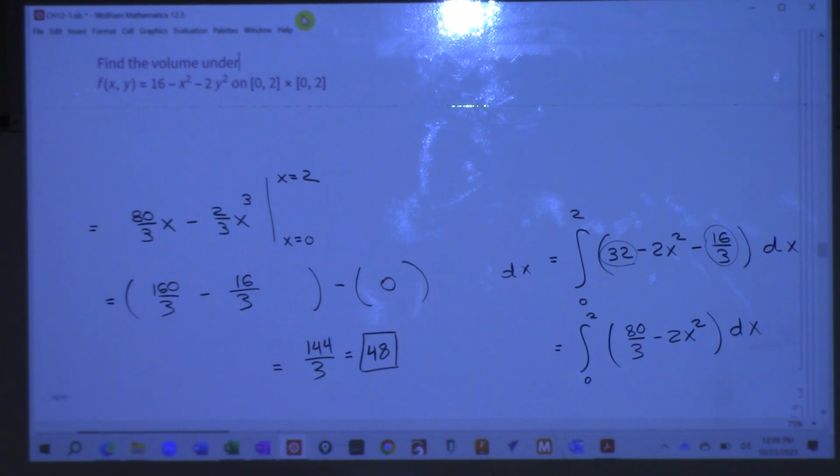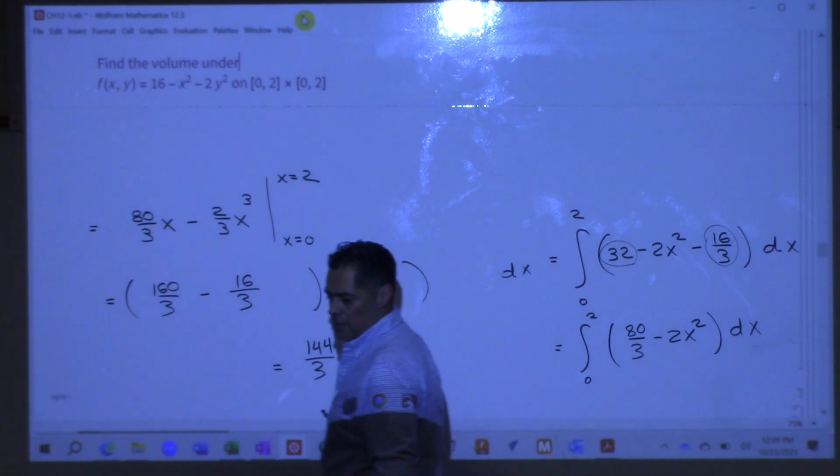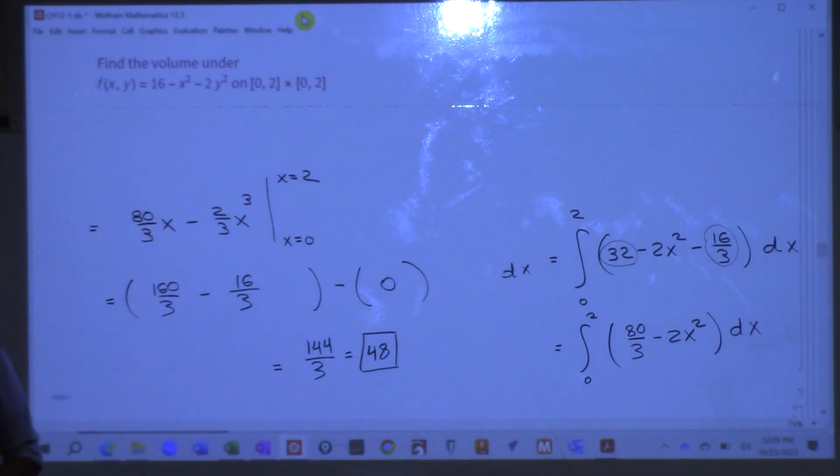The volume of that solid is 48 cubic units, whatever, we don't know what it is. It could be cubic inches, cubic feet, cubic meters, could be cubic miles.